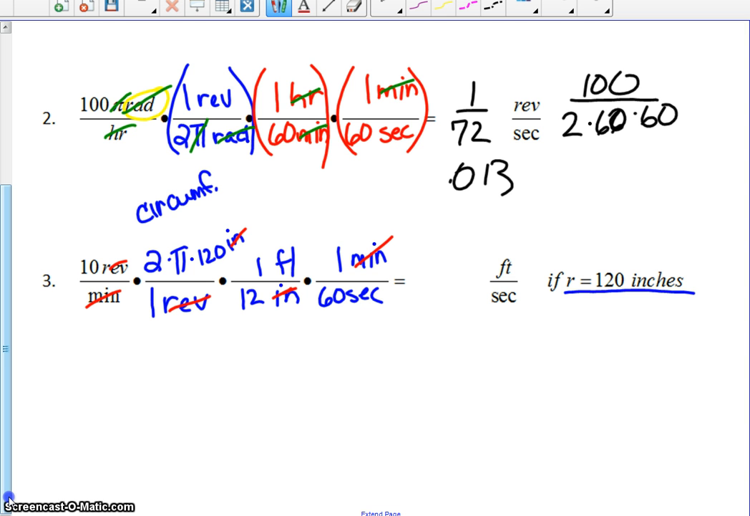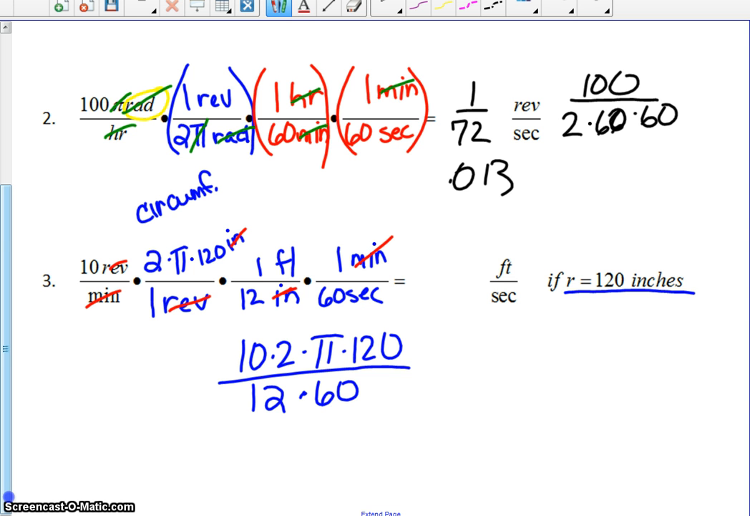So my numerator is 10 times 2 times pi times 120. My denominator is really 12 times 60. All right, I can do that. I just go on the calculator. There we go. 10 times 2 is 20 times 3.14 times 120 divided by 12 times 60. And I get 10.5. So my answer is 10.5 feet per second.